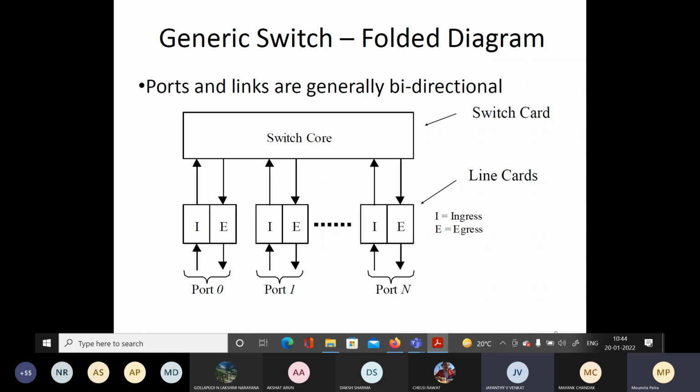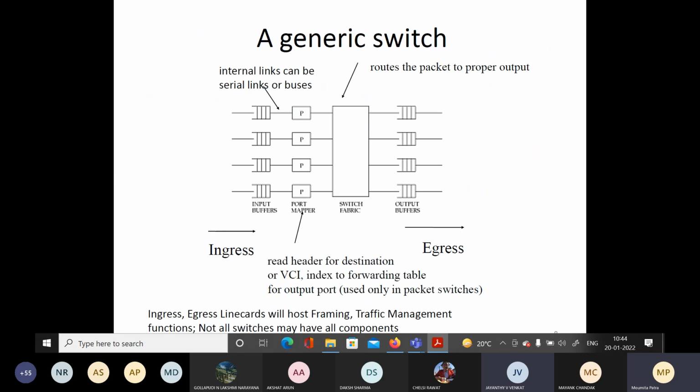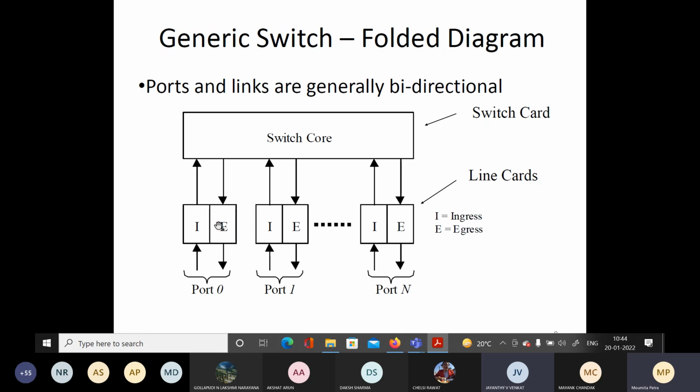Now, this is a folded diagram of a generic switch. Please remember the diagrams you studied in the last class about the router, where I told you that a line card has both the input and output ports together. It is doing both things together. So if you fold this diagram, it becomes like this, and these are your line cards. This is how a generic switch basically looks.